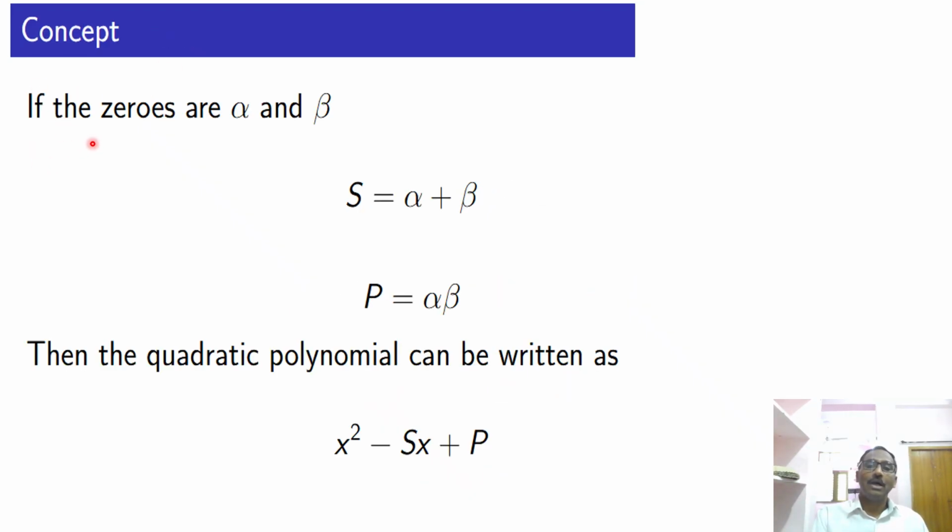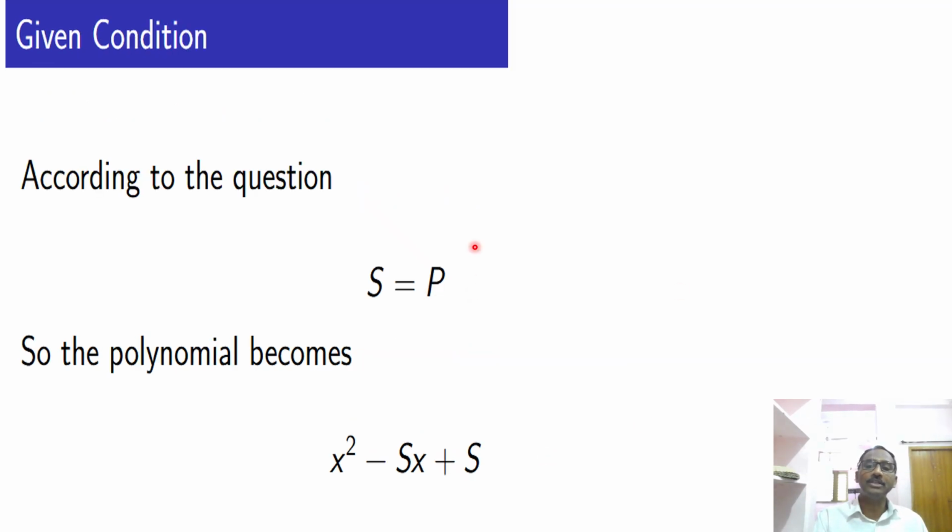So if the zeros are alpha and beta, S equal to alpha plus beta, P is equal to alpha beta, then the quadratic polynomial can be written as x square minus sx plus p. That means S equal to p. That means x square minus sx plus p. Sorry, in place of p we have taken, yes, x square minus sx plus s.